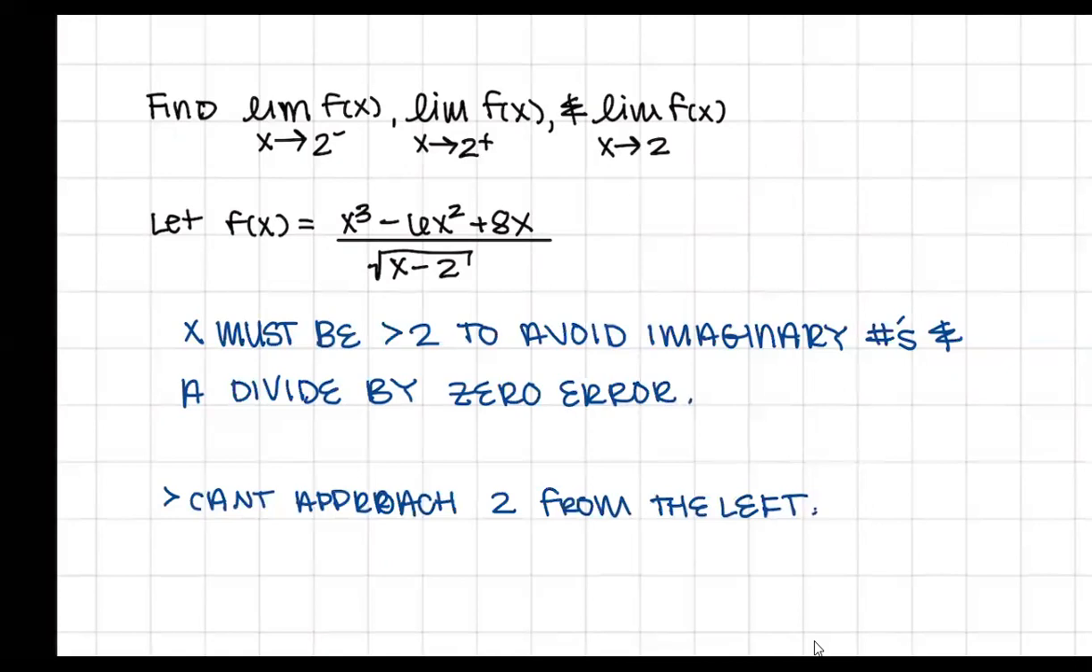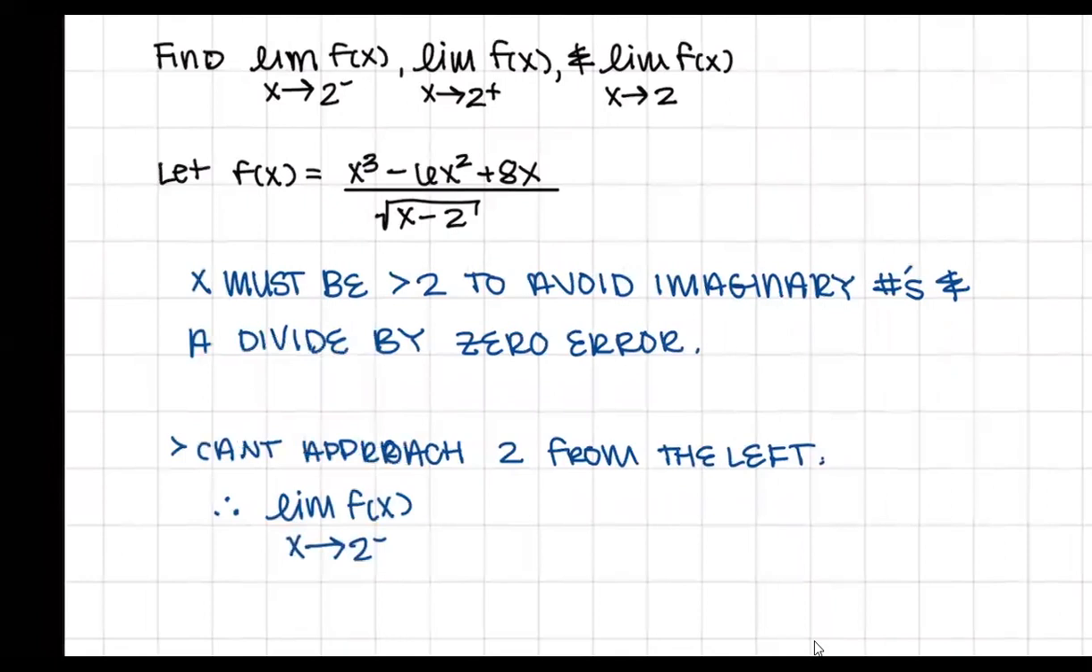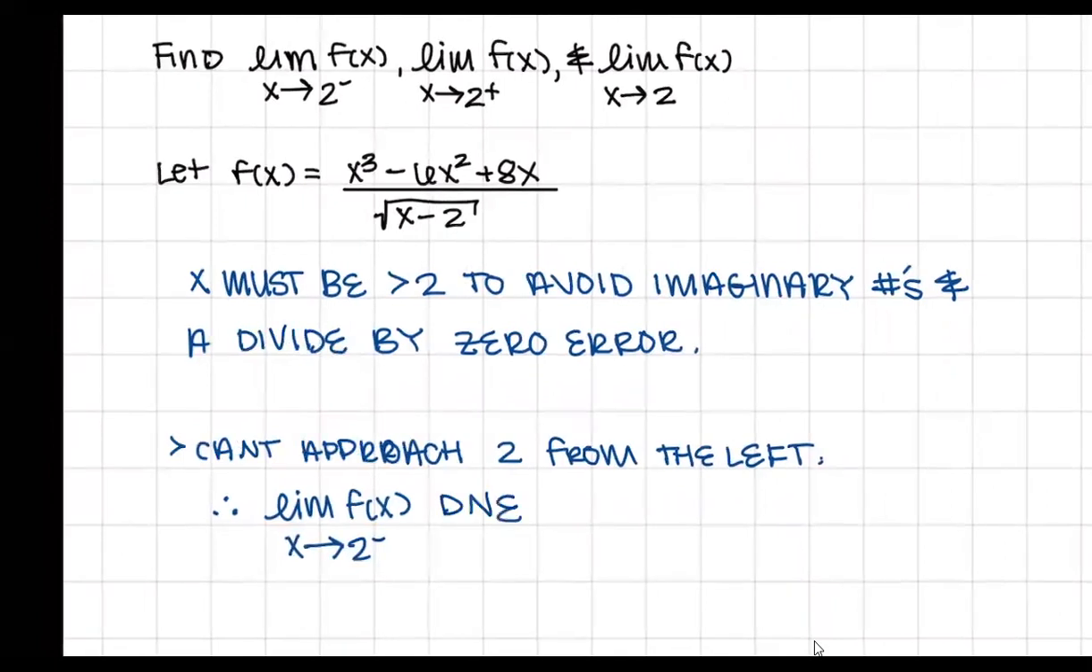And what does that mean for us? It means that the limit of f of x as x approaches 2 from the left does not exist at all. And we know from our theorem 2.4, the limit on the right has to equal the limit on the left in order to have the limit exist at all. If we don't even have a limit on the left, then we don't have a limit at all. So this means that the limit as x approaches 2 of f of x does not exist.